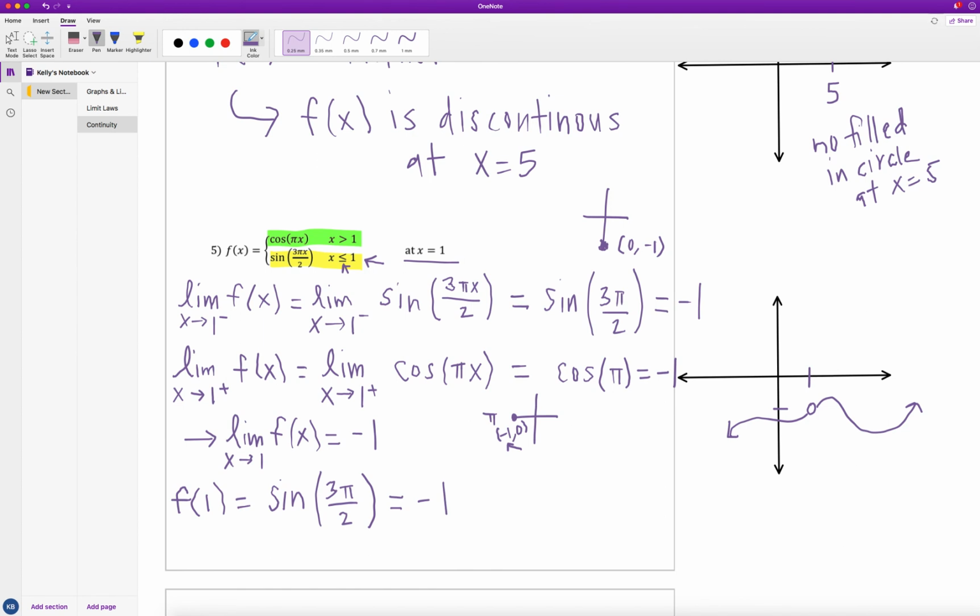So in this case, our filled in circle happens to be where the left and the right hand limits are equal to, so that tells me that this function is going to be continuous. And we'll go ahead and write out the formal justification for why. So since the limit as x approaches 1 of f of x is equal to f of 1, then yes, f of x is continuous at x equals 1.